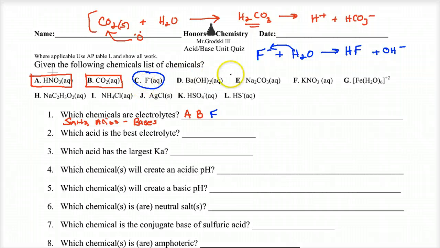Okay? For instance, let's look at E. E is sodium carbonate. Now, sodium carbonate breaks apart into 2 sodium ions and carbonate, and that itself would be an electrolyte. You consider this to be a salt. So this itself would be an electrolyte without even thinking about it as an acid or base, because this is a salt that breaks apart into ions.